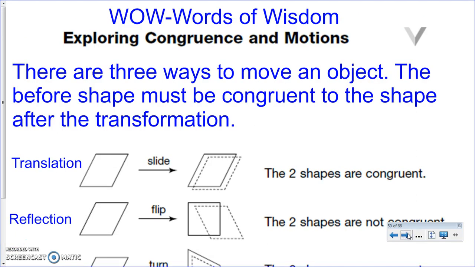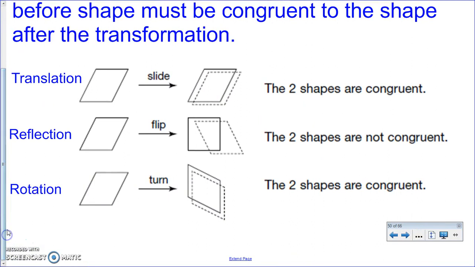Exploring congruence and motions. There are three ways to move an object. The before shape must be congruent to the shape after the transformation. So the first one is called a translation, also known as a slide, and all they've done is they've taken the shape from the left and slid it over to the right. And you can see that the two shapes are still congruent.